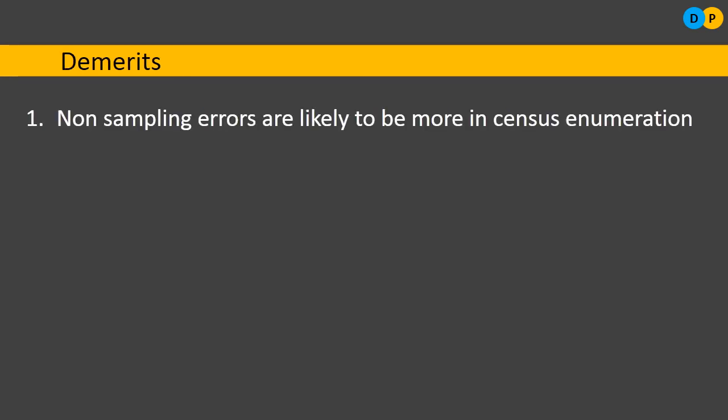Next, coming to demerits. What are the demerits? Non-sampling errors are likely to be more in census enumeration. So there will be a problem creeping in with respect to non-sampling errors. There are errors by the names sampling error and non-sampling error. In this type of census enumeration, there is a chance of non-sampling errors.